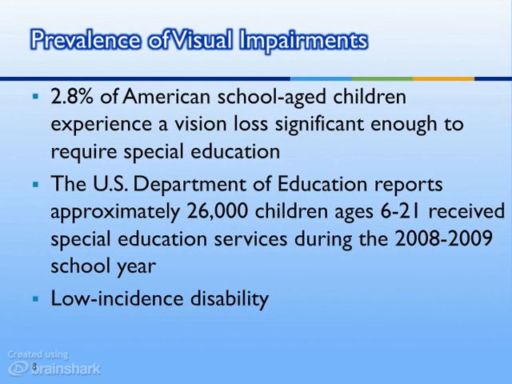Again, when we're talking about visual impairments, we're talking about a low incidence disability. We're looking at about 2.8% of all school-age children who require some sort of special education services. So again, remember that there needs to be some sort of educational impact, which there almost always will be, but that's how we're measuring that, by students who actually qualify for the disability area.